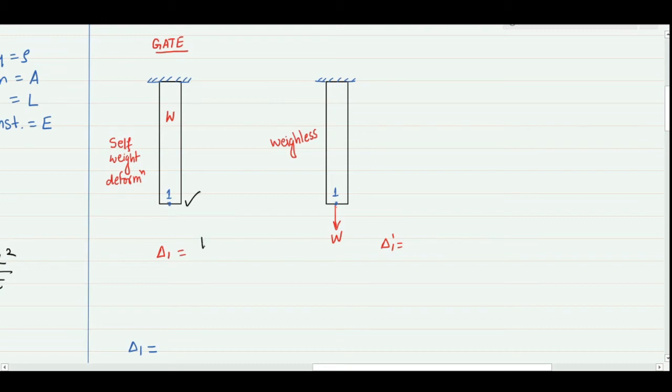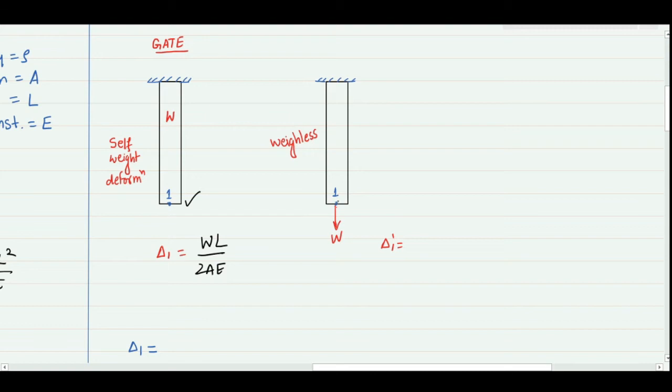So the deformation will be what? WL by 2AE, as we have just calculated. On the other hand, the second bar is a weightless bar, and I am applying a weight W, which is equivalent to the weight of the bar. And what would be the deformation here?